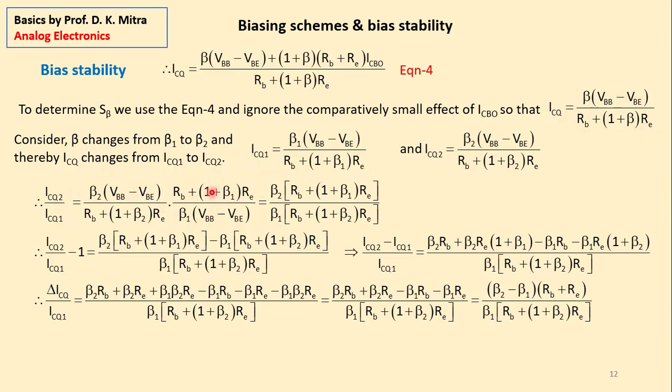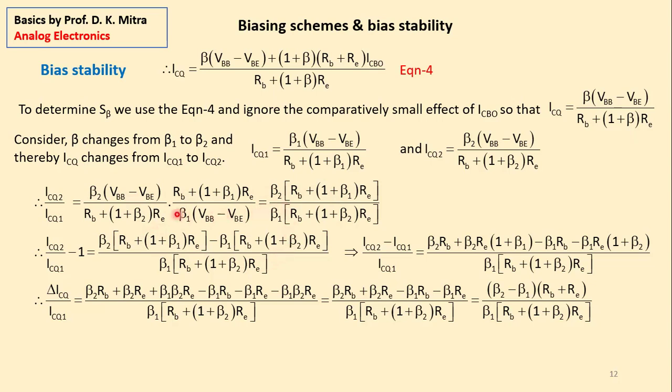So it becomes beta 2 into (RB plus 1 plus beta 1) RE. Now this is a pretty lengthy equation. And once again, I say, don't get nervous. You don't have to really remember these equations, but I am giving you these equations so that you can use it in future in your higher studies when you want.